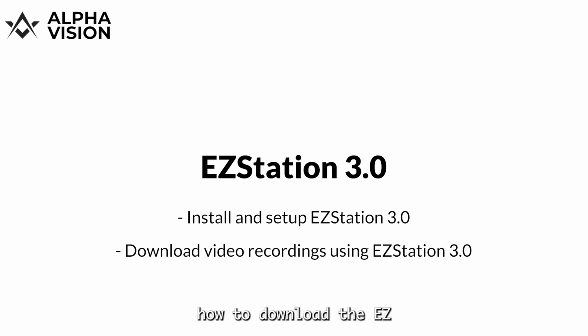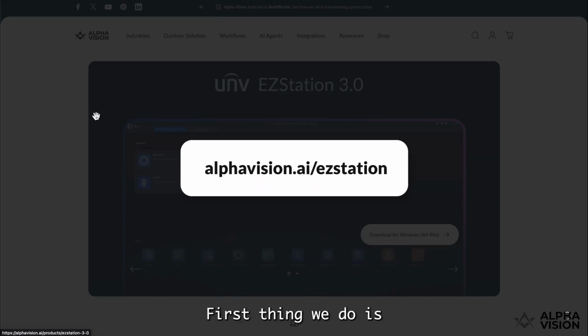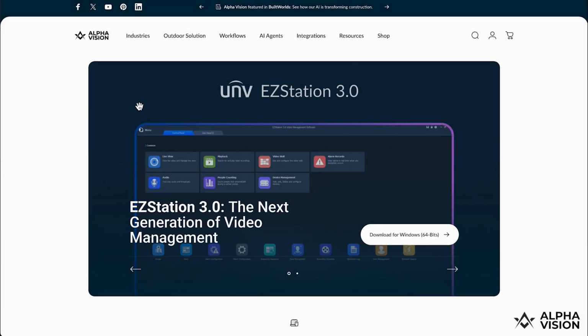Today we are going to learn how to download the EZStation software and download footage onto your computer. First thing we do is go to alphavision.ai/EZStation. This will bring us to the EZStation info and download page.